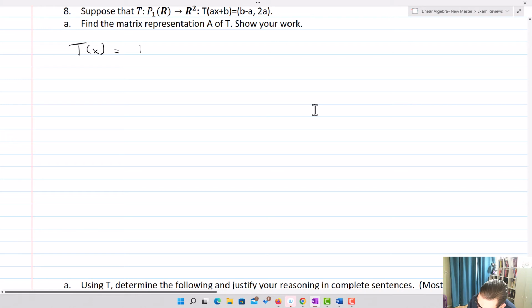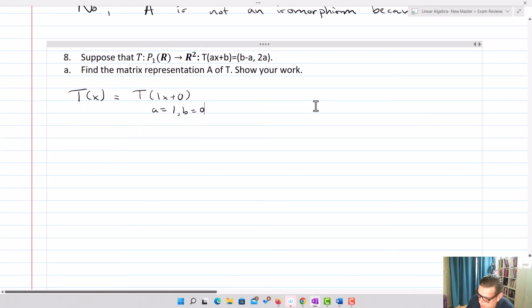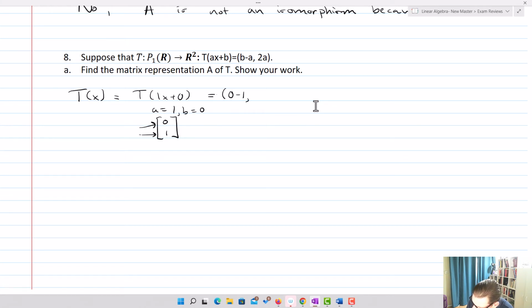So we're going to first find T of x. So T of x is basically just T of 1x plus 0. So basically that's A equals 1 and B equals 0. Okay, so that's T of x, and that's going to go along with 0, 1. If you remember, constant and then the x term. So A equals 1, B equals 0, and that's going to end up equaling B minus A, so that's 0 minus 1, and then 2A is going to be 2 times 1. So what we're left with is negative 1, 2.